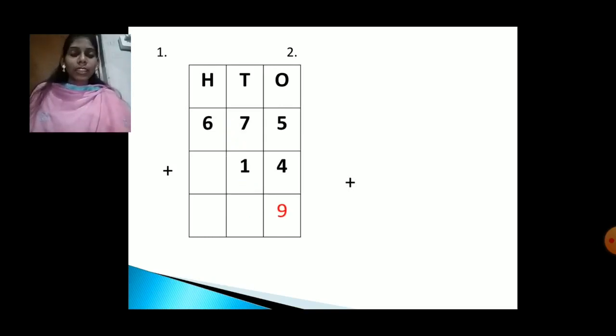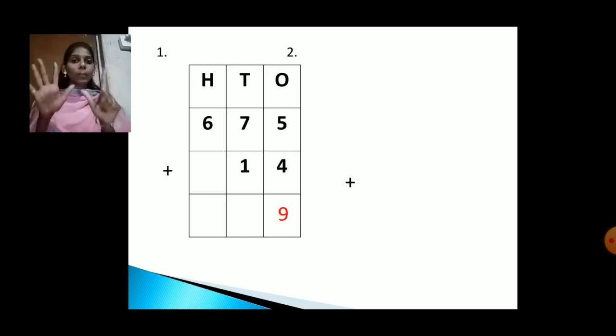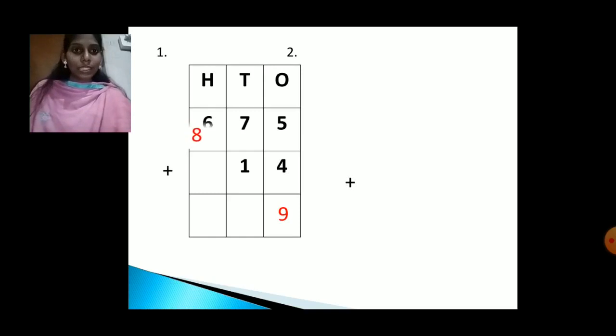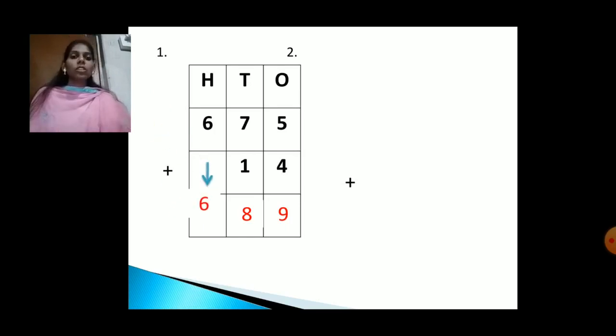Correct? Then next one, tens place addition. So at tens place 7 plus 1. So 7 plus 1 is 8. So 8 we will write under the tens place. Correct? Now 6. Here is anything there to add? Nothing. So now 6 will jump down. Right? 6 will jump down. So 675 plus 14 equals to 689. Okay? Now see the next.